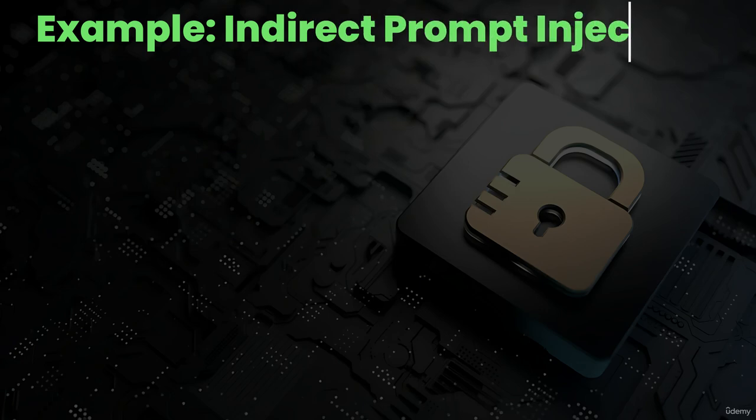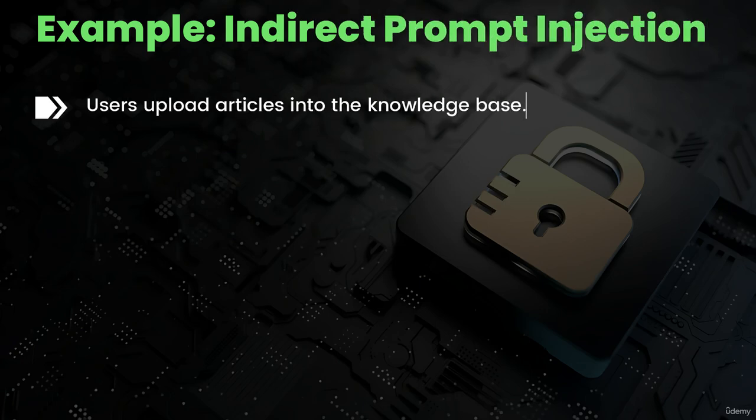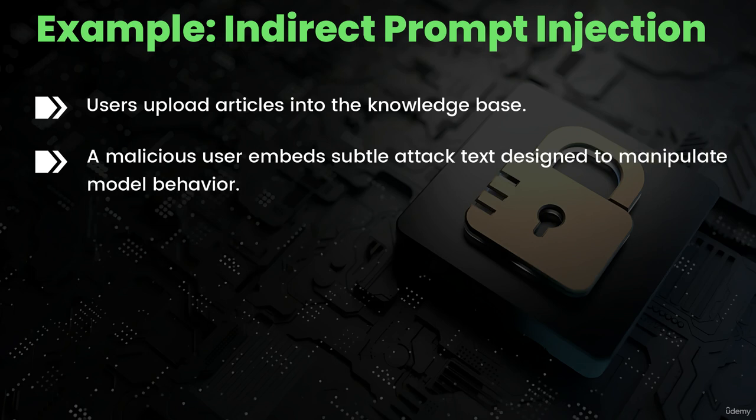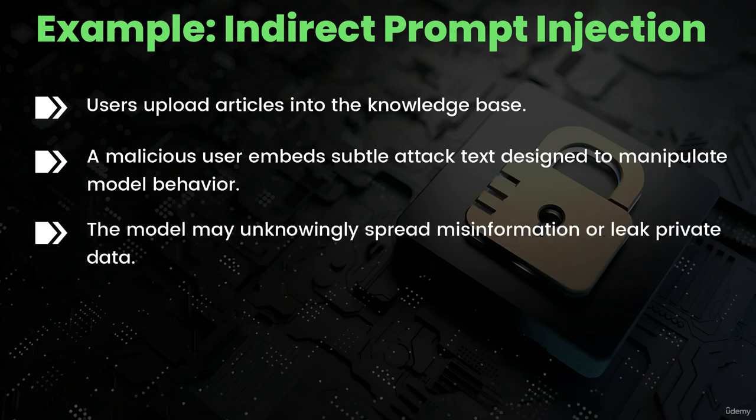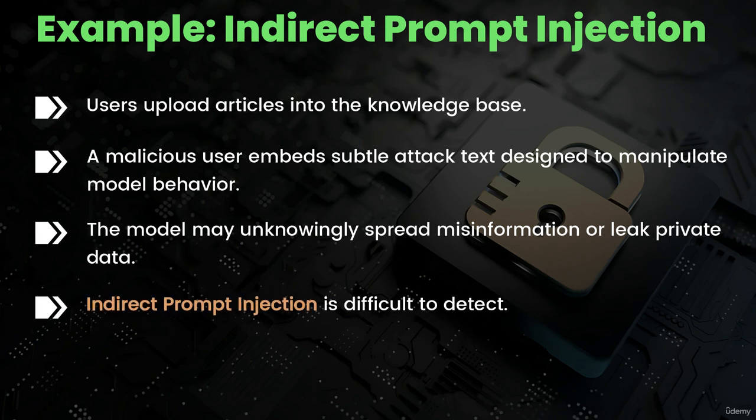Let's take a specific example. Imagine your knowledge base includes articles that users can upload. If someone sneaks in poisoned content, text designed to trick the model in subtle ways, your system might end up spreading misinformation or leaking sensitive data without even realizing it. This type of attack is called indirect prompt injection, and it's much harder to spot than you think.